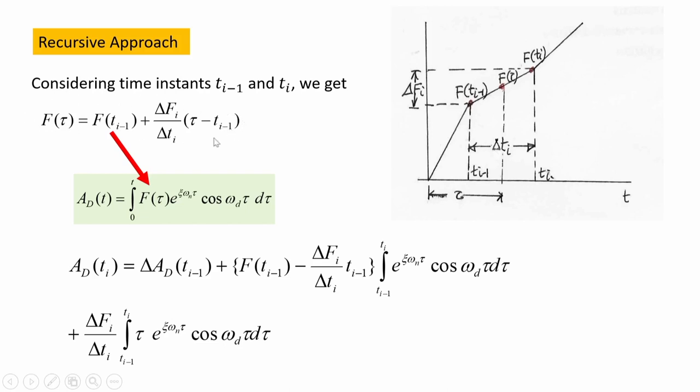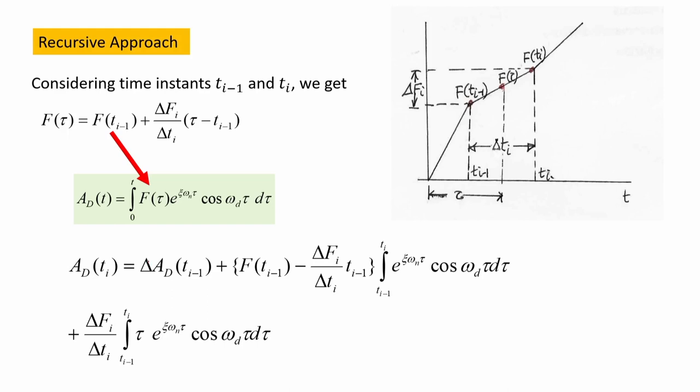So this expression we have written due to the assumption that the forcing function is taken as piecewise linear within the small interval, that del ti. So if the interval is small, that assumption of piecewise linearity is very well applicable. Therefore, this f tau can be substituted in the expression of a dt. Now substituting this f tau in a dt, we now get a dti equal to del a dti minus 1.